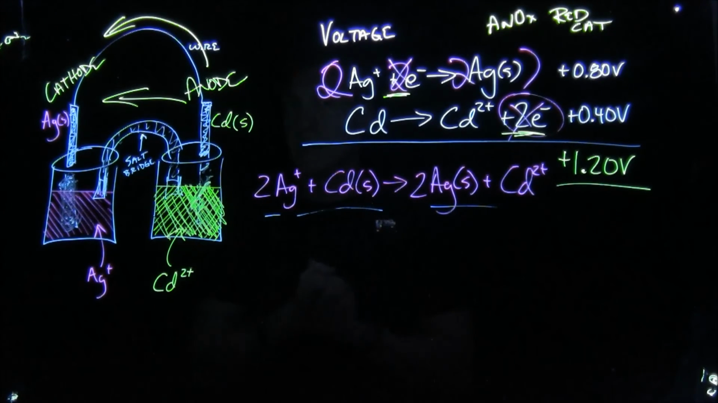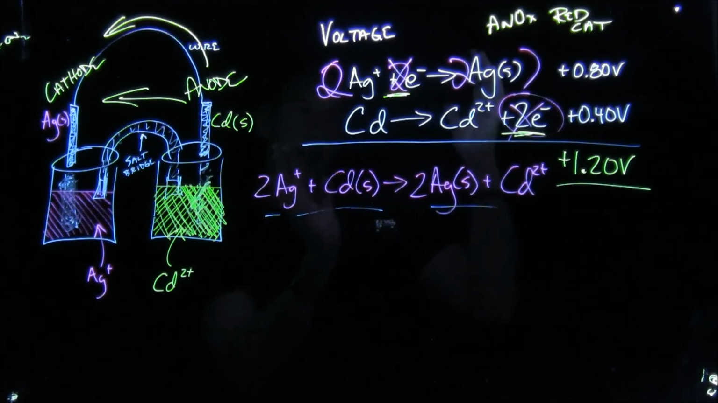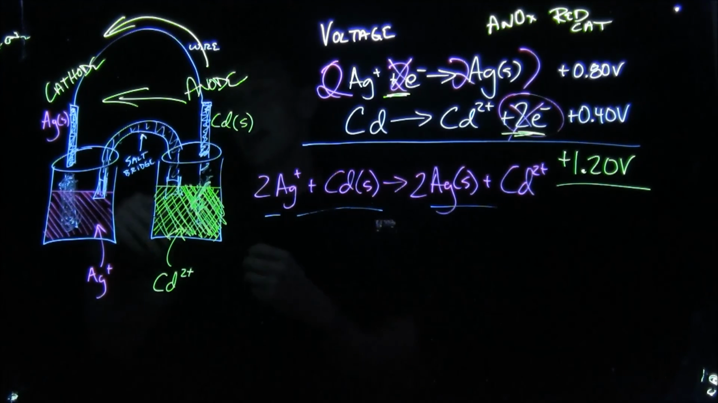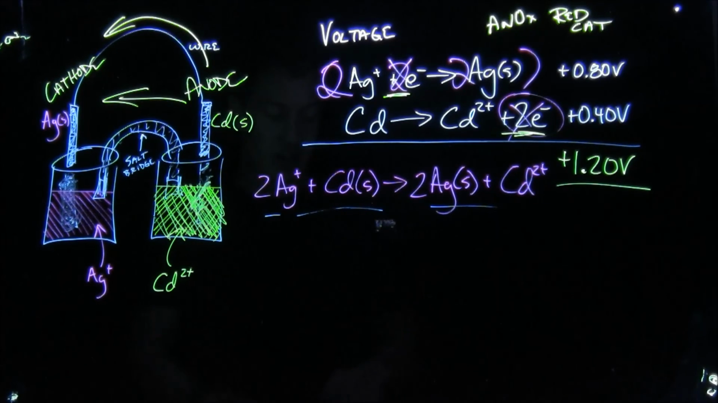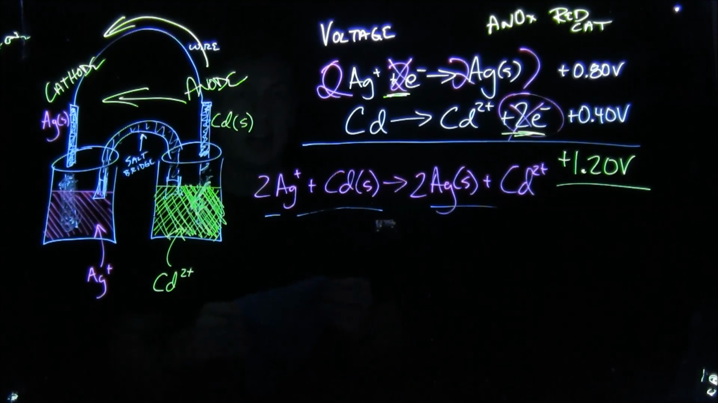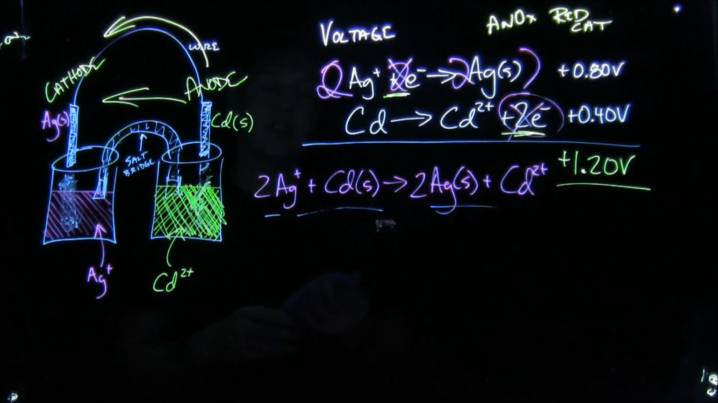So that is a voltaic cell, pretty standard. It's a pretty simple combination of 2 half reactions. And if you know how to read a table with any sort of proficiency, then you should be fine to do voltaic cell problems.